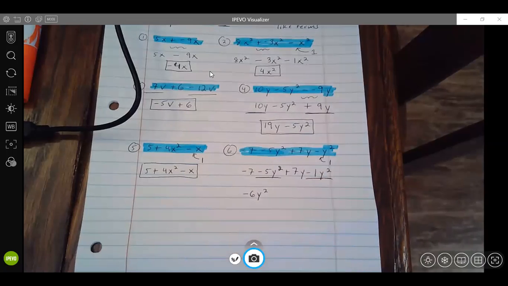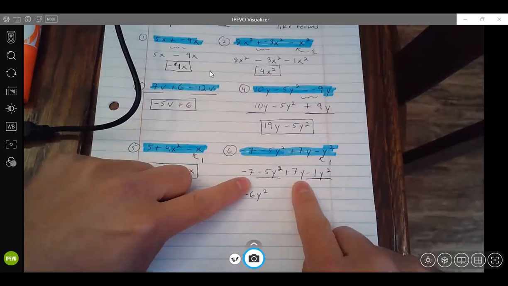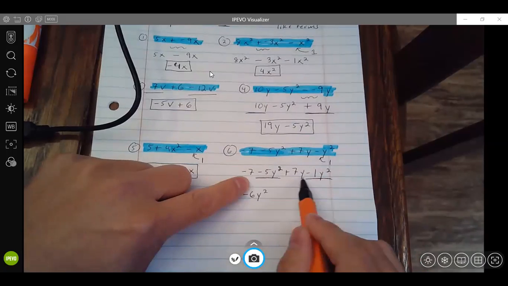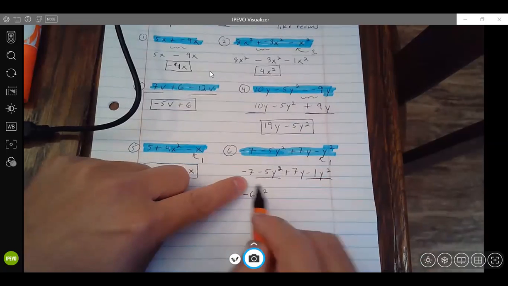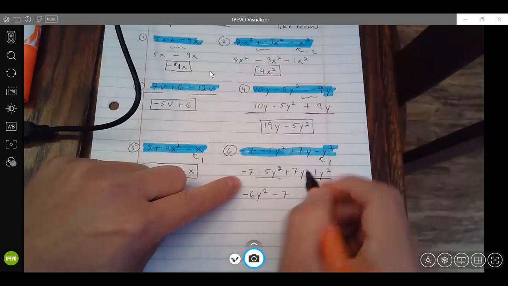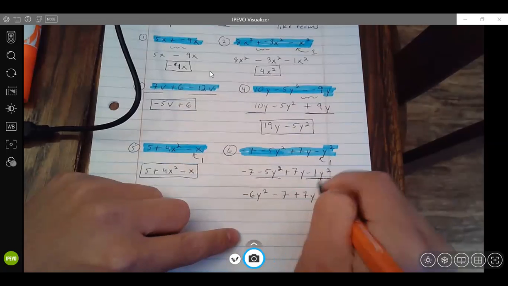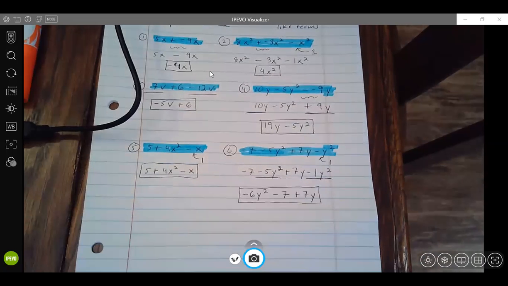Now look at the last two terms on here. Negative 7 and 7y. Those are not like terms. This negative 7 doesn't have anything with it. This positive 7 has a y with it. So there are no like terms here. These two we're just going to bring down: minus 7 plus 7y. Those two just come down and are added on to your answer, because they don't have any like terms.